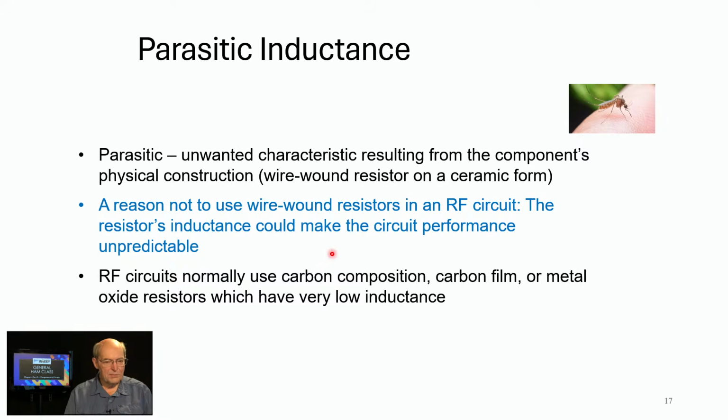But that's a problem because that wire-wound resistor looks like a coil and acts like a coil electrically. So a reason not to use wire-wound resistors in an RF circuit is that the resistor's inductance could make the circuit performance unpredictable. You might want 100 ohms of resistance, but all of a sudden you've got some inductive reactance there too, which could really foul things up. So RF circuits, radio frequency circuits, normally use non-inductive parts, such as carbon composition resistors, carbon film, and metal oxide, which have very low inductance. So that's just this little piece we have to watch for.